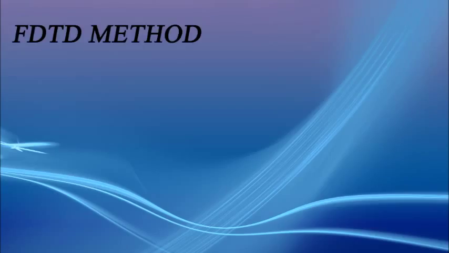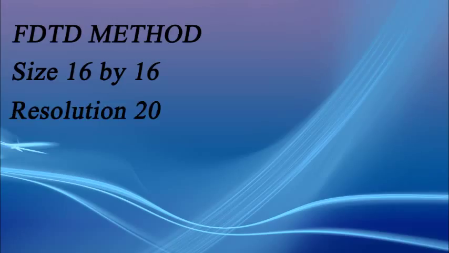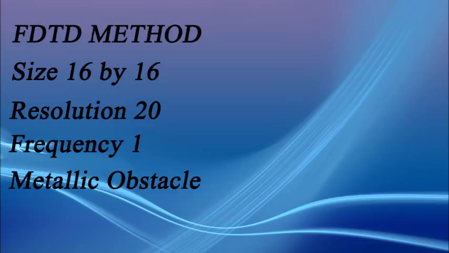Let's play with this ratio and identify different regimes of wave bending using a very popular numerical technique in electromagnetics, namely the finite difference time domain method. The size of our domain is 16 wavelengths by 16 wavelengths. The resolution of the simulation is 20, which means our domain is equivalent to a grid of 20 equal units in each dimension. The frequency of our wave is 1 and a metallic obstacle is used for scattering.